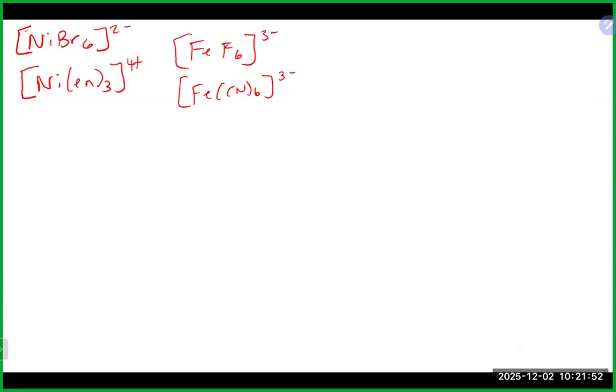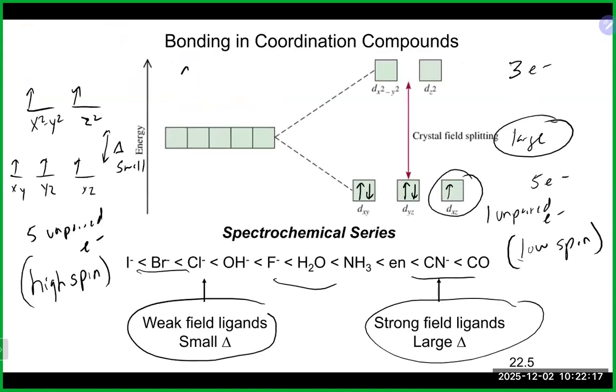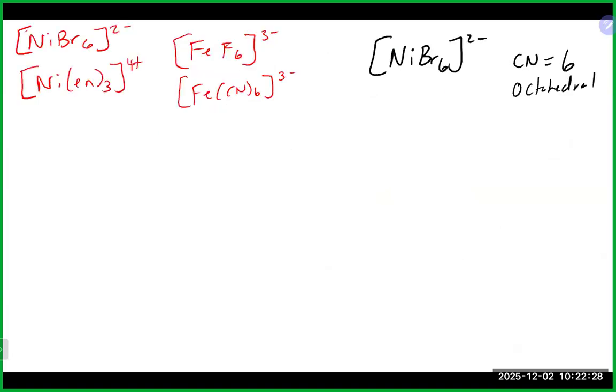So let's take a look at an example here. Let's say we had our NiBr6 2 minus. The first thing we would want to know is the coordination number here. The coordination number is going to be 6, which is our octahedral arrangement. And by the way, what we've been looking at here is for a coordination number of 6, and these are for octahedral geometry. So this type of splitting that we see here is specifically for that coordination number 6 and that octahedral splitting.